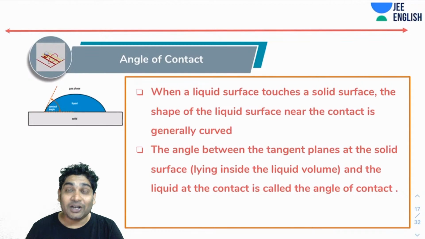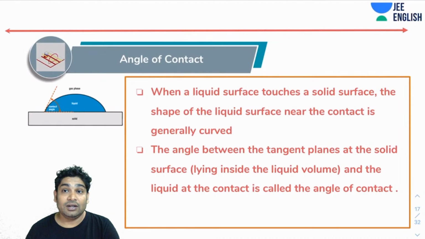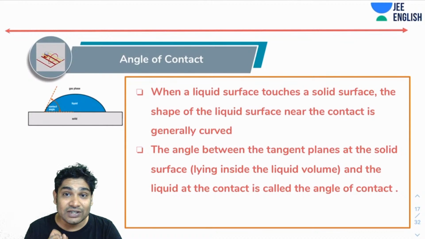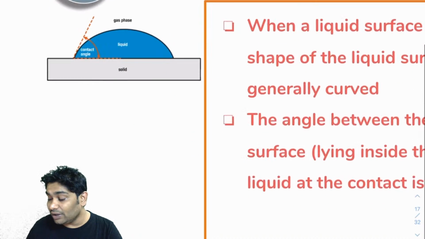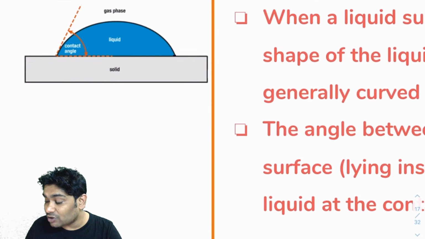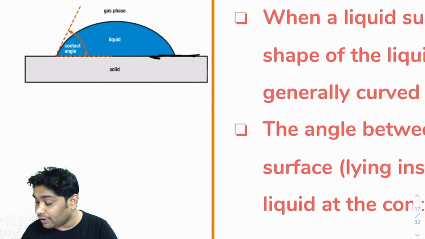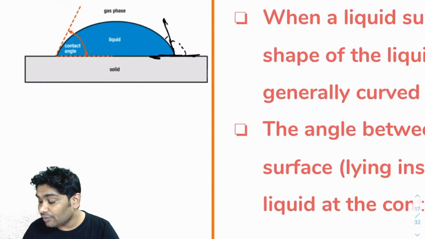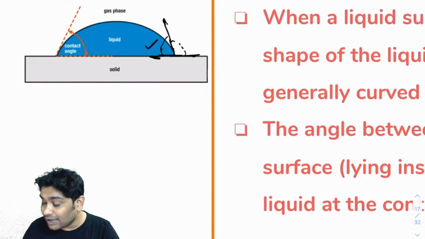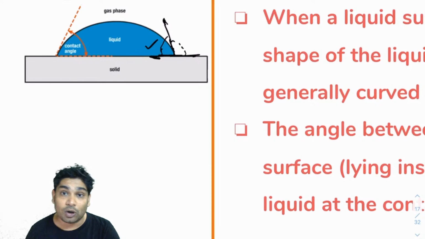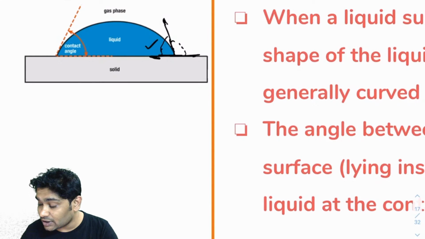Next, when a liquid surface touches a solid surface, the shape of the liquid near the contact generally gets curved. The angle between the tangent plane of the solid surface, which lies inside the liquid volume, and the tangent of the liquid at the contact point is called the angle of contact. You identify the point of contact between the solid and the liquid and draw the tangents of both. This is the tangent on the solid, and this is the tangent on the liquid. There are two angles between these two. The angle which lies inside the volume of the liquid is called the angle of contact.